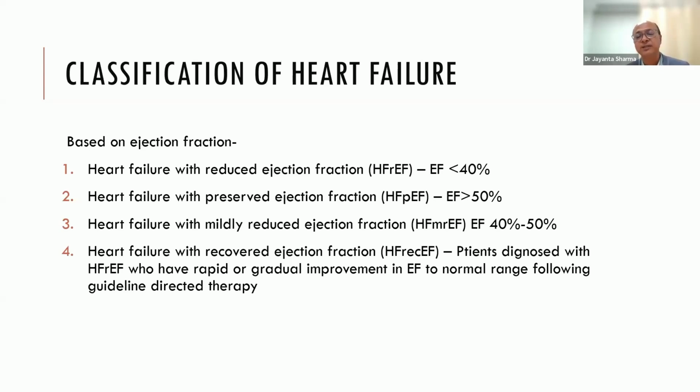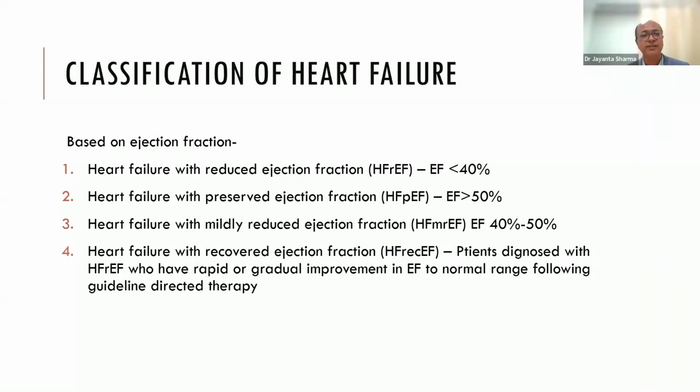Whereas if the ejection fraction is more than 40%, or you can say more than 50%, the patient is having a preserved ejection fraction. So the second criterion is heart failure with preserved ejection fraction, with ejection fraction more than 50%. In between these two, less than 50% and more than 40%, it is termed heart failure with mildly reduced ejection fraction, HF-MREF, where the ejection fraction is between 40 to 50%.